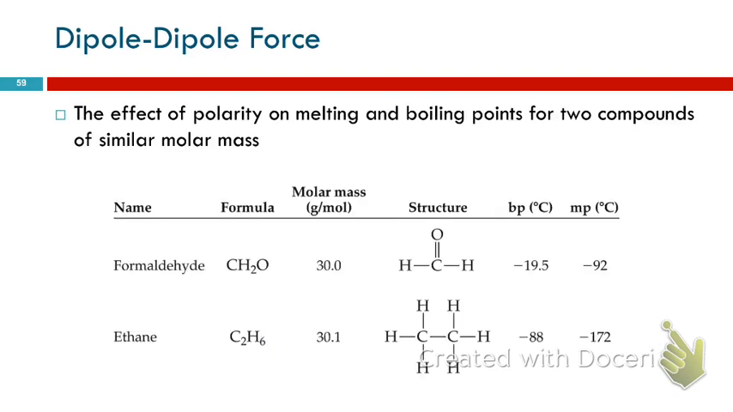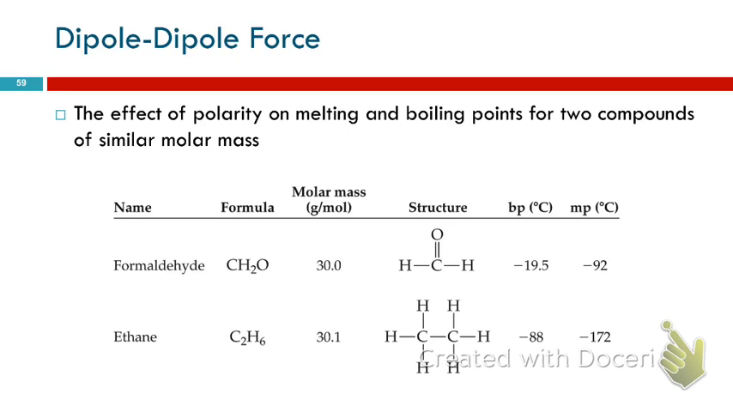So here are 2 compounds, formaldehyde and ethane. They are almost identical in molar mass. When we look at their structures, though, we see that this one's polar and this one's nonpolar. I told you to remember that carbon-hydrogen bonds are considered nonpolar. All of these bonds are nonpolar bonds. If you have no polar bonds, you can't have a polar molecule. So hydrocarbons, just carbon and hydrogen, are always nonpolar. This one's nonpolar, this one's polar.